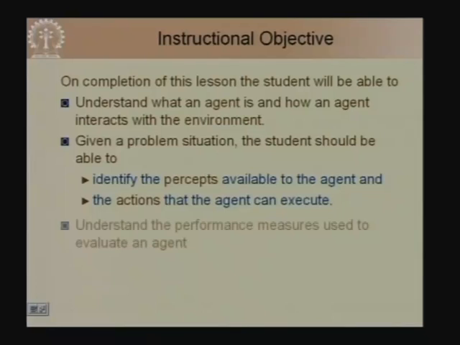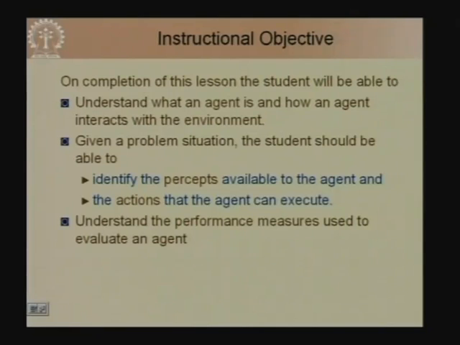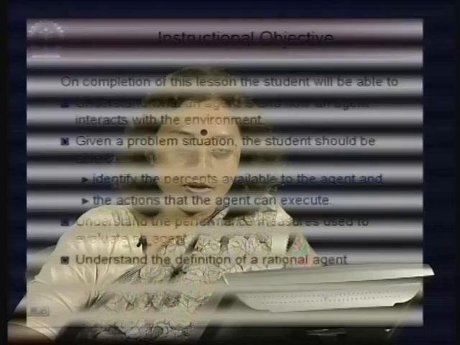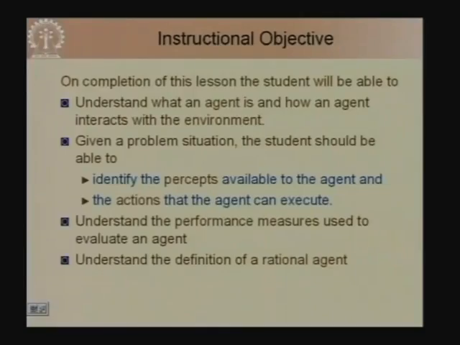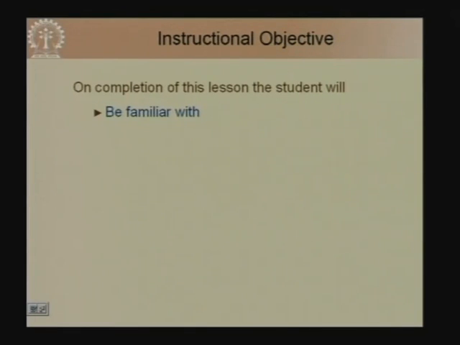After you have taken today's lecture, you should be able to do the following. When you are given a problem situation, you should be able to identify which are the percepts available to the agent, or what the agent can sense, and how the agent should act so as to optimize its performance. We should also look at the performance measures by which we should evaluate an agent to see if the agent design has been successful. And we hope to understand the definition of a rational agent, what a rational agent is.